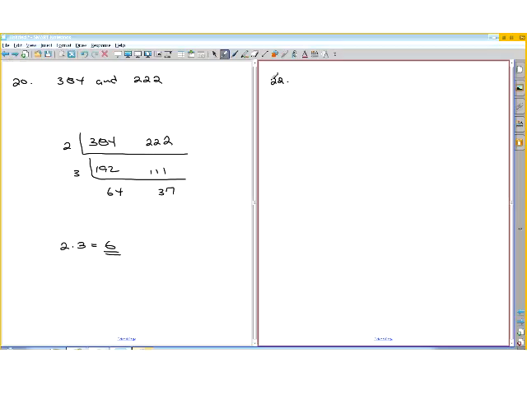Okay, now let's do one with 3. So we're going to do problem 22. So you have 450 and 1155 and 630. Okay, write those in a row.